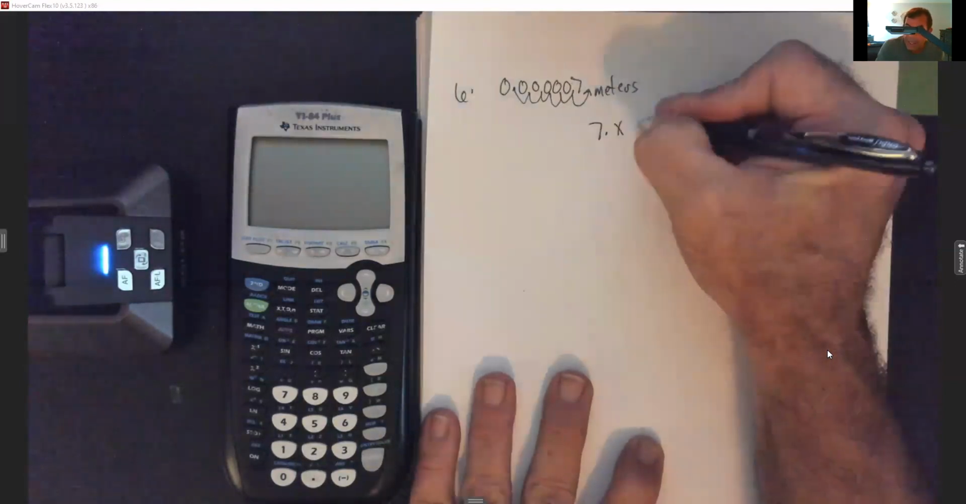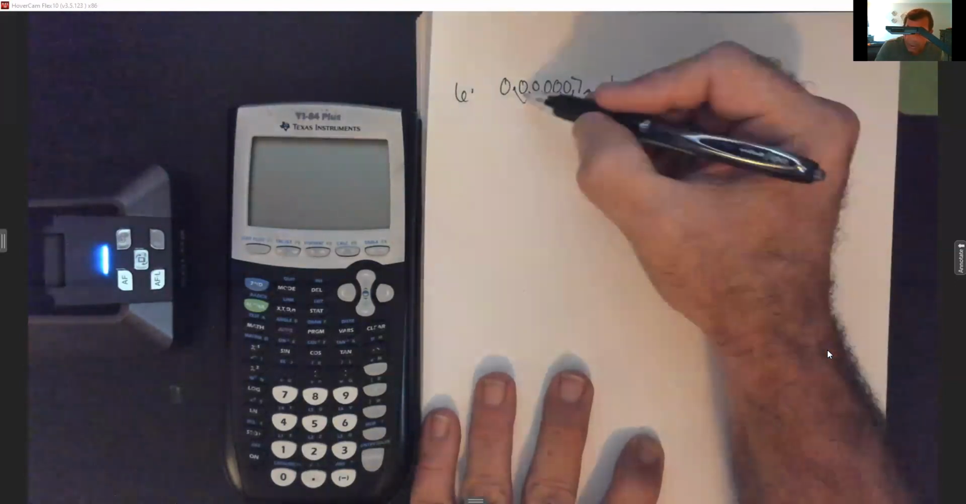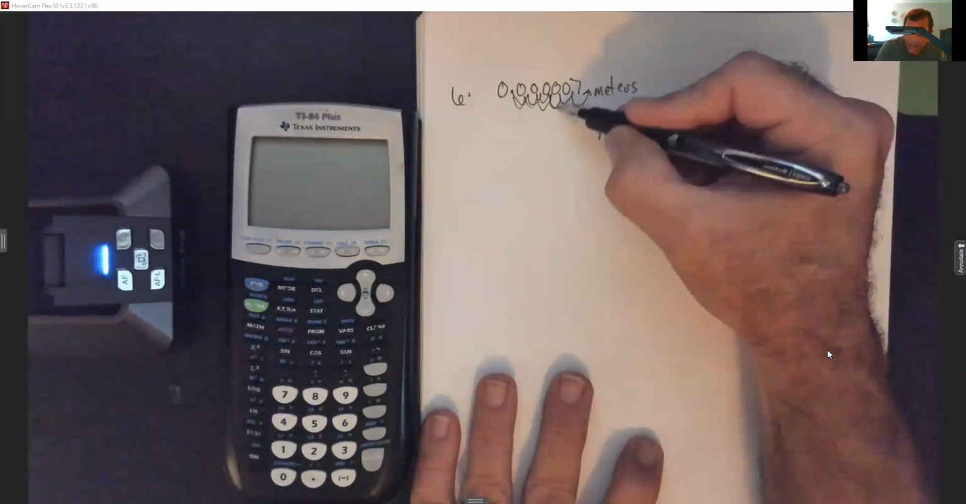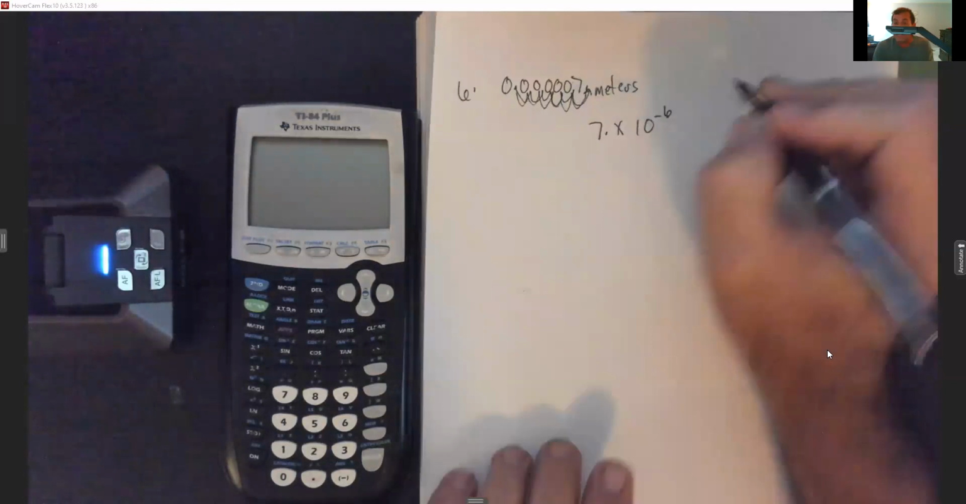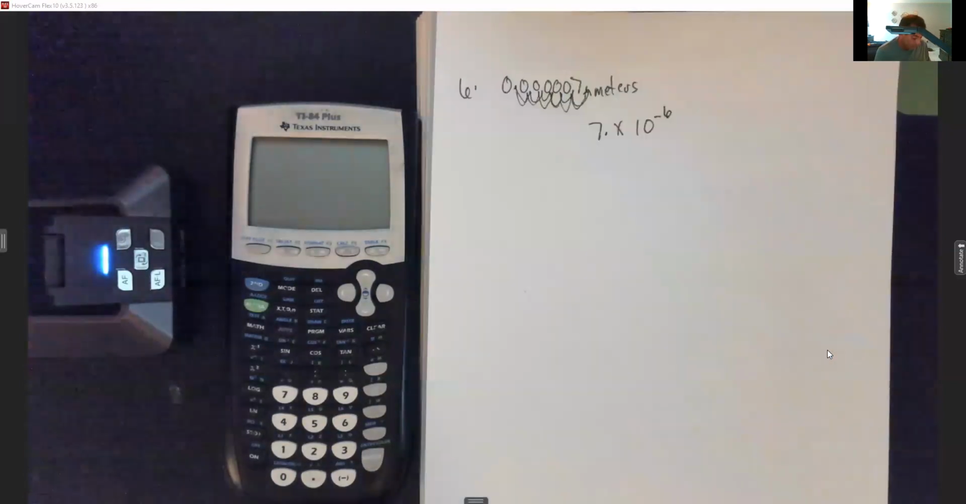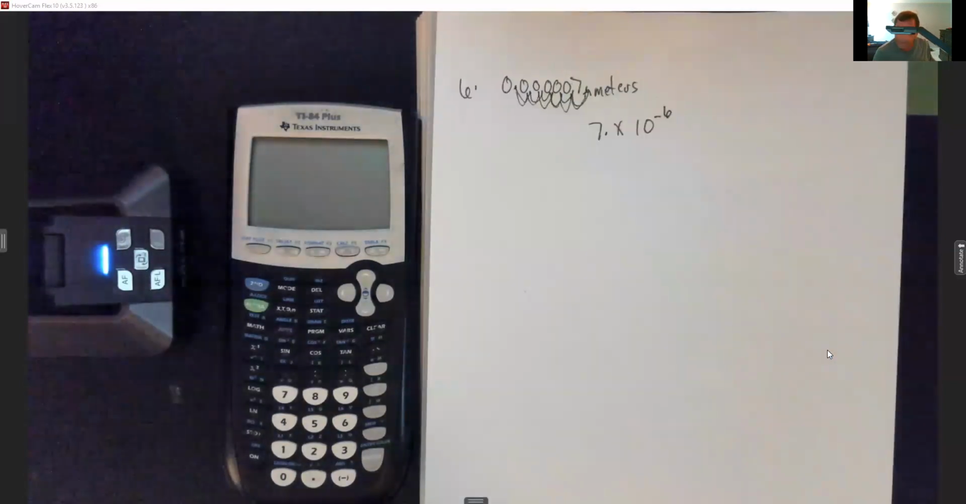That'd be times 10. So let's see how many times we moved it. 1, 2, 3, 4, 5, 6 times. So that'd be a -6 since I moved right. Okay. All right, let's see. That was it on that.